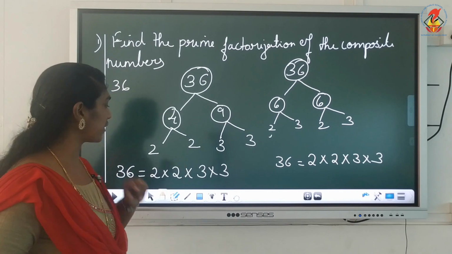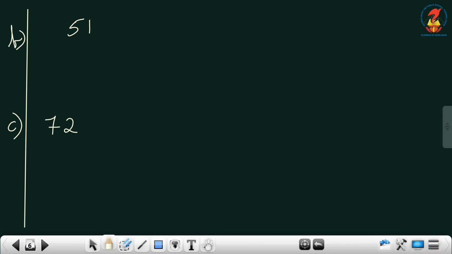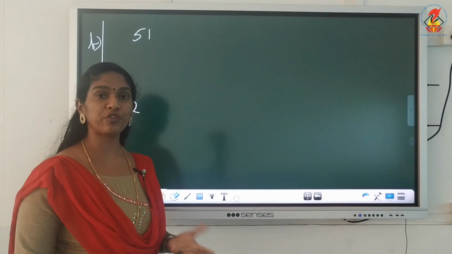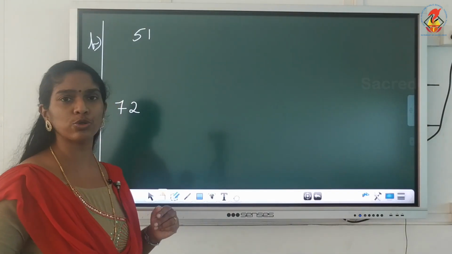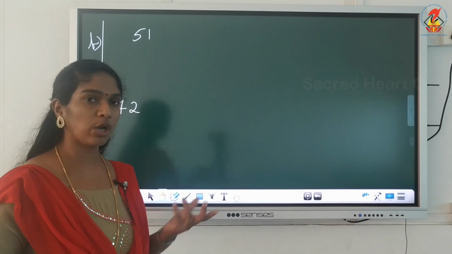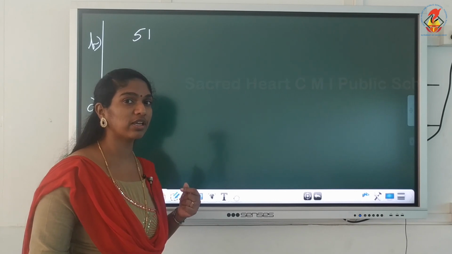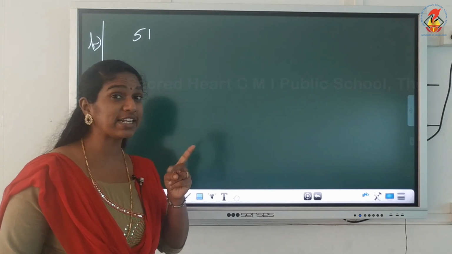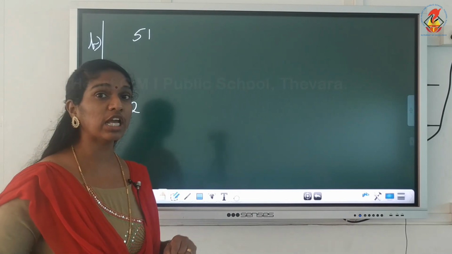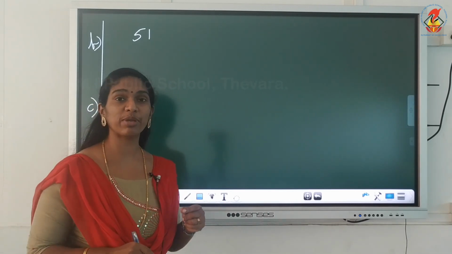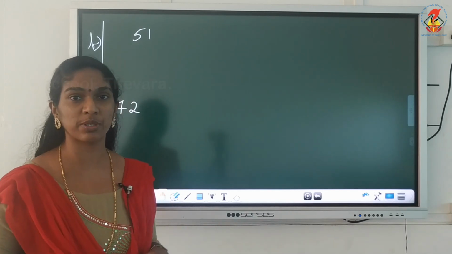Okay? I'll show you another one. This was an even number. I'll show you with an odd number, 51. So here it won't come in 2's table, right? Because it is an odd number. Will it come in 3's table? How do you check whether a number is divisible by 3? You have to add the digits, right? So you add and see 5 plus 1. What do you get? You get 6. Is 6 coming in 3's table? Yes. So I can say 51 is divisible by 3, right?